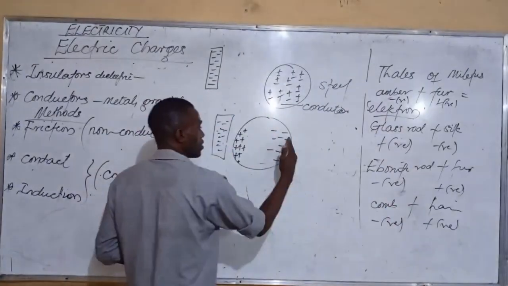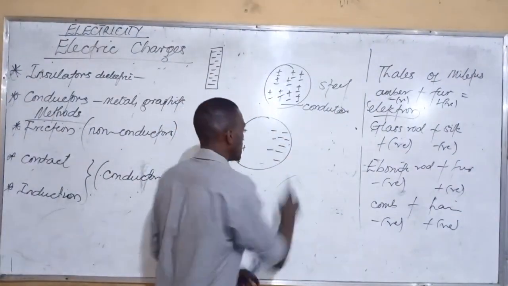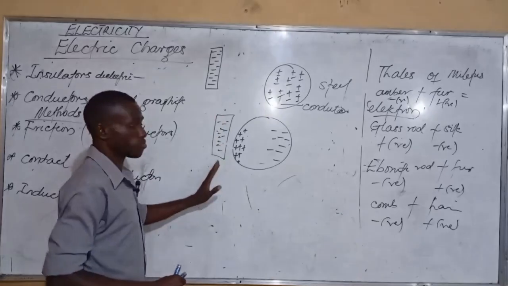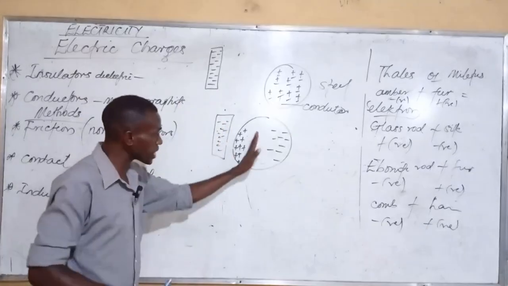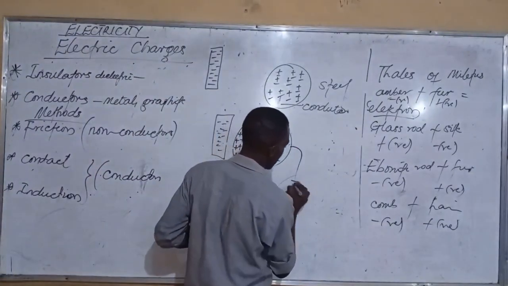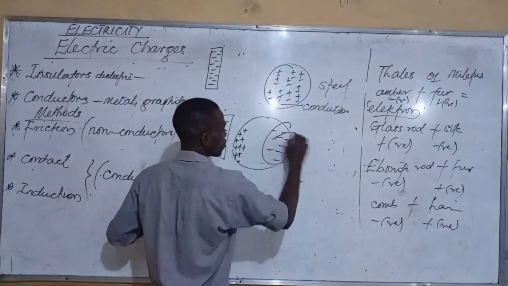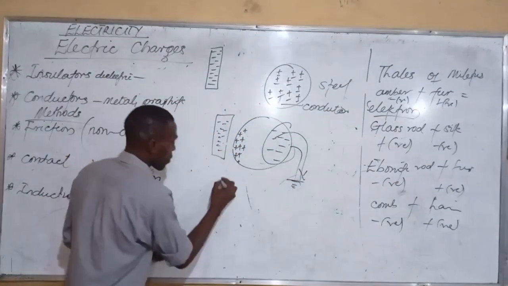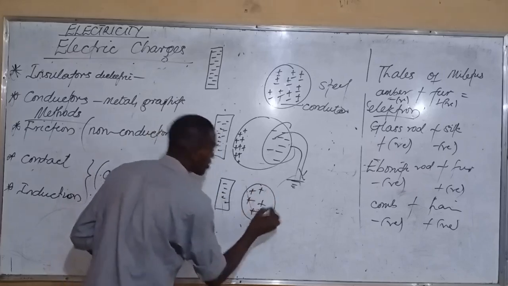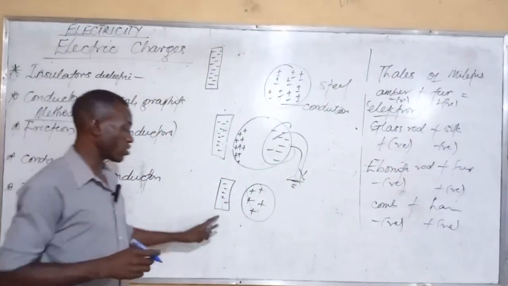So by the time I touch it, the negative charges are going to pass through my body to the ground. But remember, this charged body must still be kept close to the sphere that I'm charging. I'll just connect a wire or put my hand, and this is the symbol for earthing here. When I earth it, these negative charges are going to pass through and get into the ground. Then, while still keeping the charger in place, the sphere is going to remain with only positive charges.